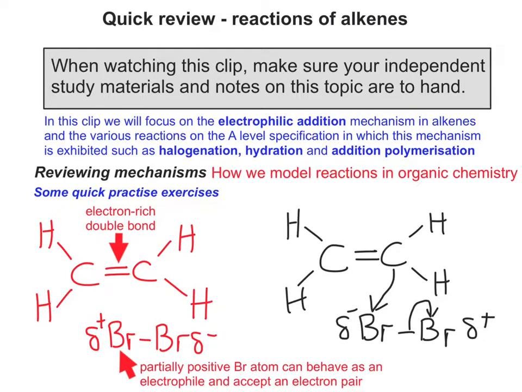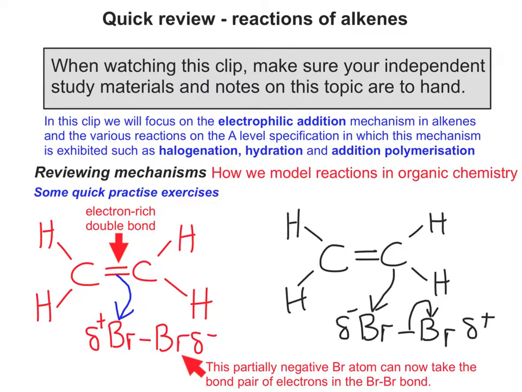The partially positive bromine atom can behave as an electrophile and accept an electron pair, like we discussed a minute ago. So I draw in the curly arrow to show that happening. This partially negative Br atom can now take the bond pair of electrons in the Br-Br bond, so we can draw that in as well.